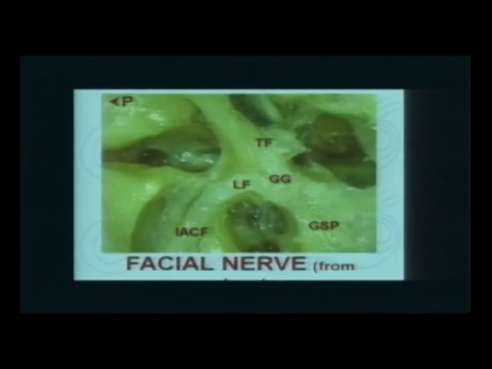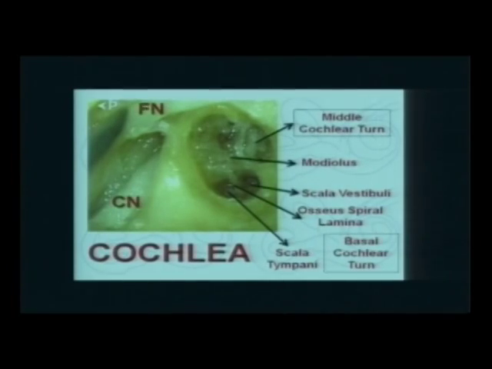Let's zoom in. Zooming in, we're going to find the geniculate ganglion, the greater superficial petrosal nerve, the labyrinthine segment, the internal auditory canal, and the tympanic segment going into the middle ear. You remember the CT scan with this view? Looks exactly like it. The internal auditory canal right there, and here we have the vestibule, and here we have the cochlea. How about zooming in more?